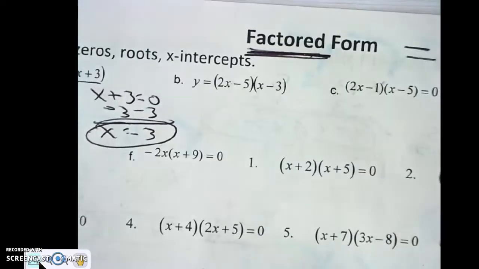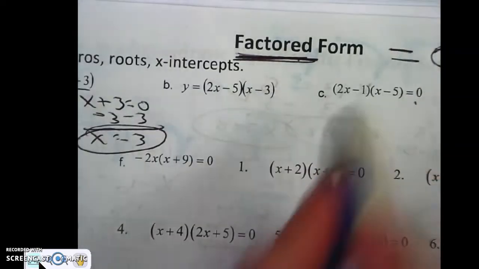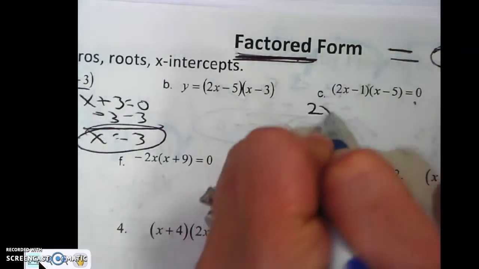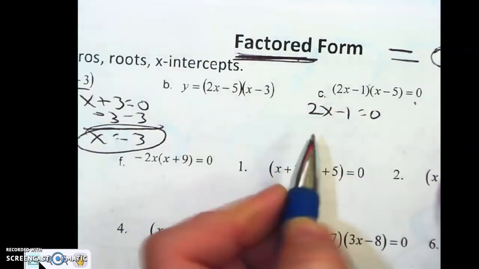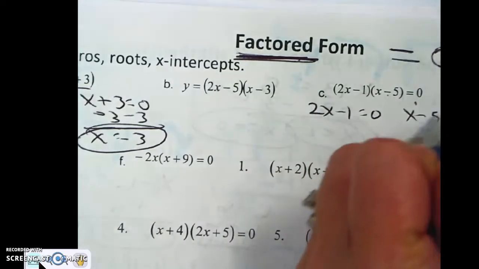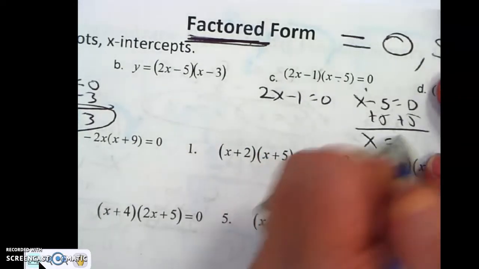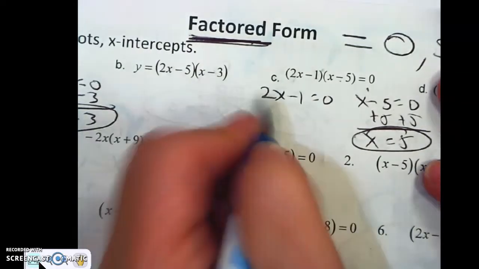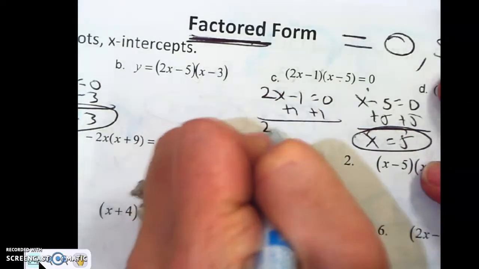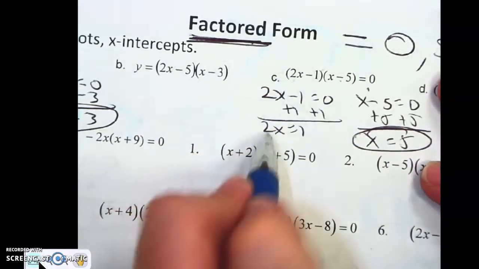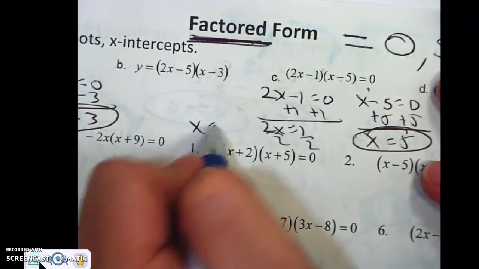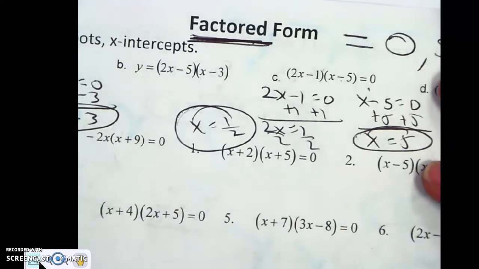Let's jump to letter C. It's already set equal to 0. Cool. Take this. Set it equal to 0. Take this. Set it equal to 0. This one's easier to solve. Plus 5, x equals 5. Plus 1, 2x equals 1. Divide by 2. X equals 1/2.